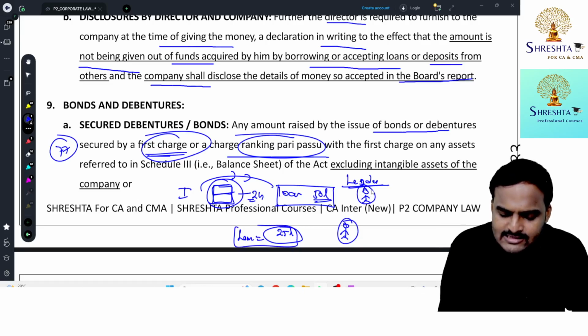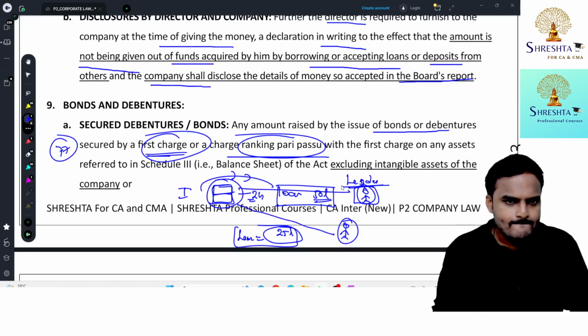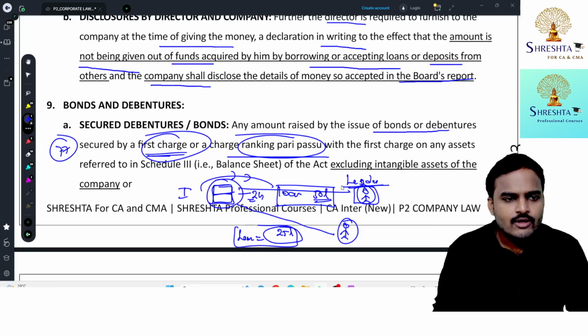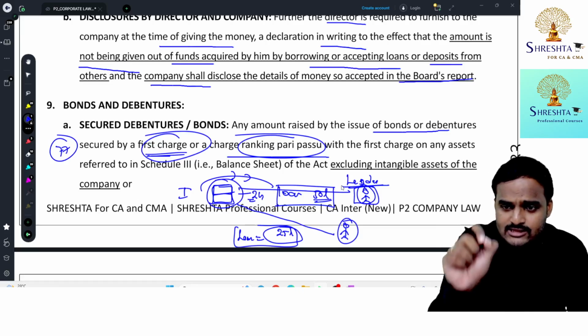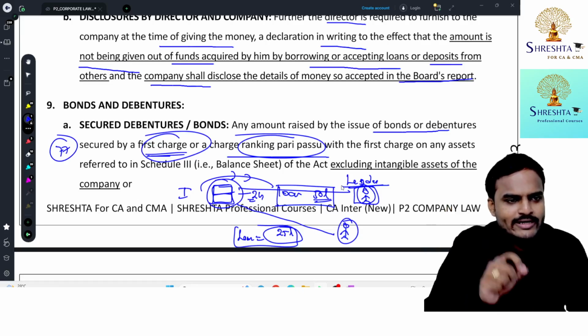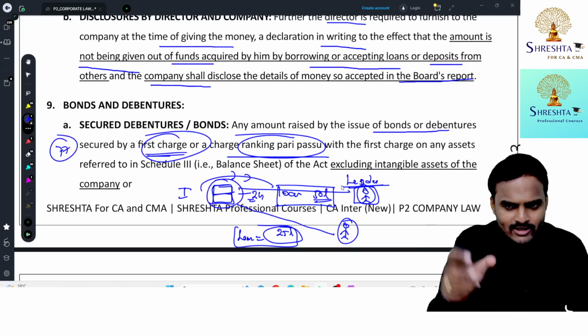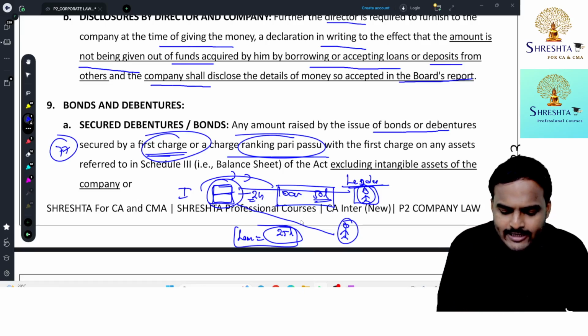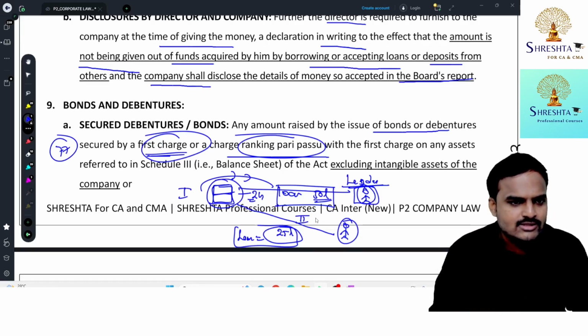With the consent of the first lender, you can provide the same property as a security to the second lender also. So second time you are creating charge on the property. Already it's a charged property. Again you are creating a charge. We call it as second charge or subsequent charge.